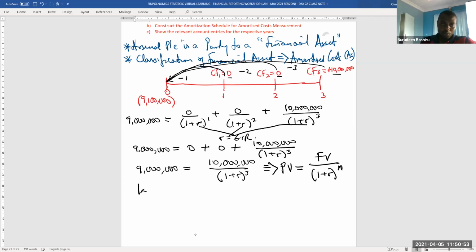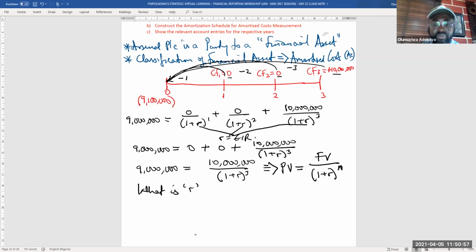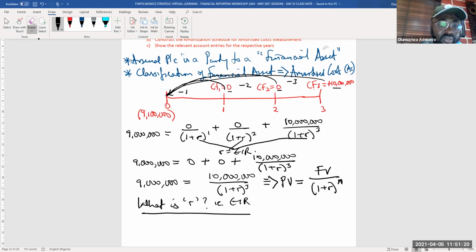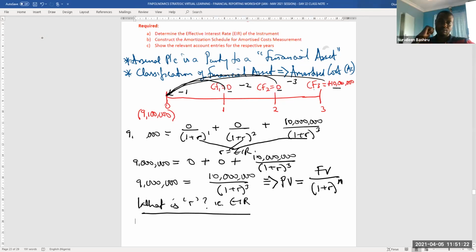Okay, now the problem is. Sorry, I'm lost though. What is R? I'm coming back, please. What is R? That is effective what? Interest rate. Now, where are you lost? That it was purchased for 9.1 million. Yeah, sorry, I'm using 9 million. Yeah, that's an error. Okay.